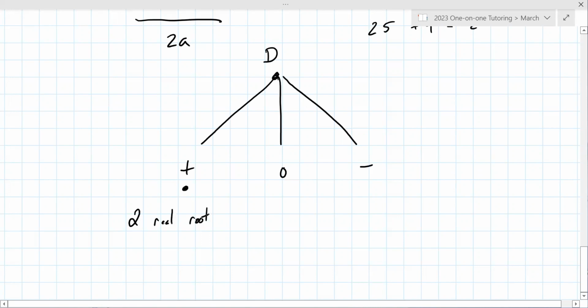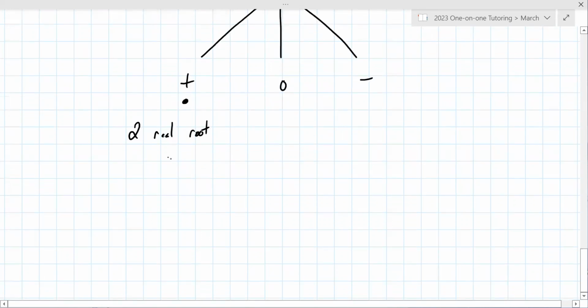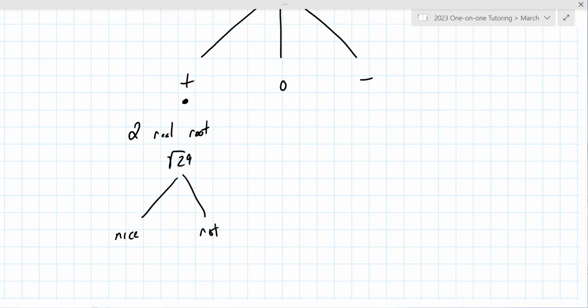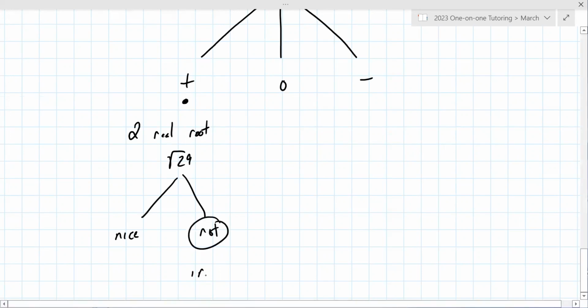But you can actually go a little bit further. Is the square root of 29 nice or is it not nice? Basically, do you know a perfect square root of 29? No. No, we do not. Not nice. So these are irrational solutions.